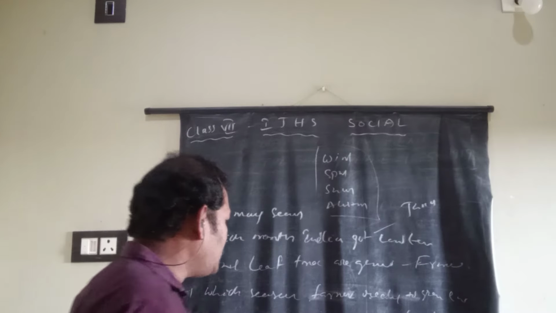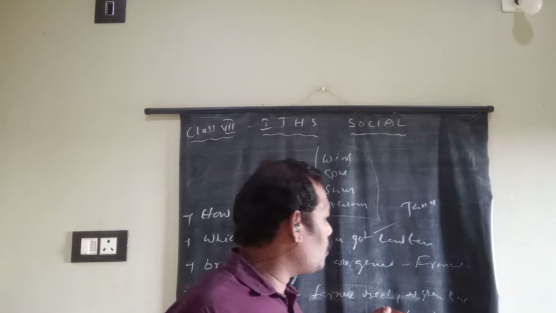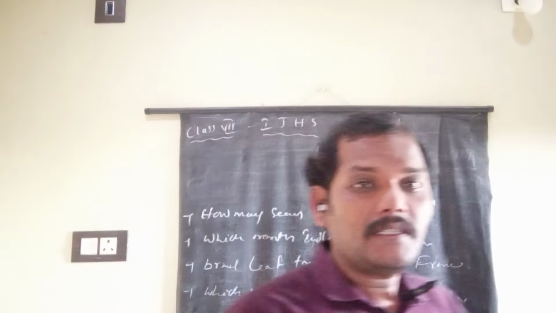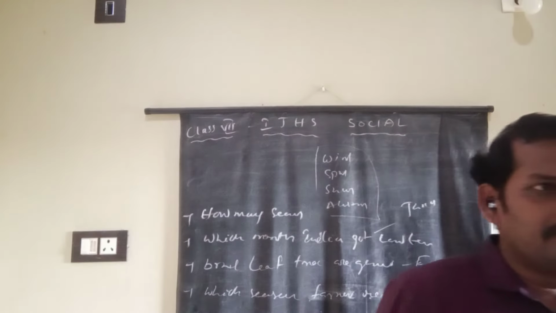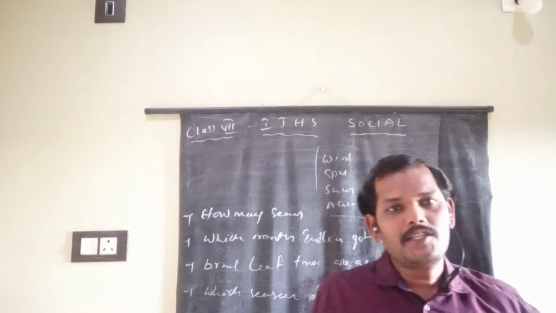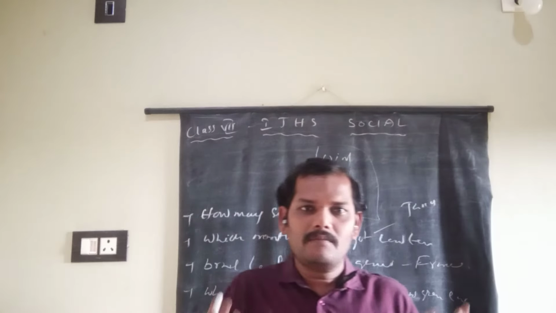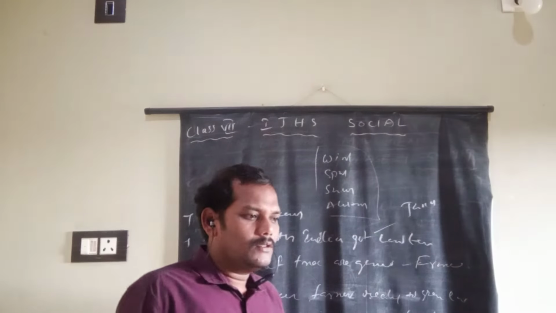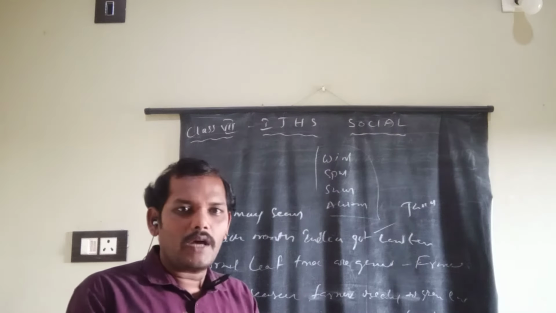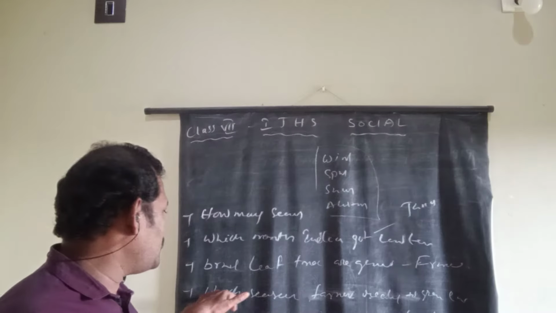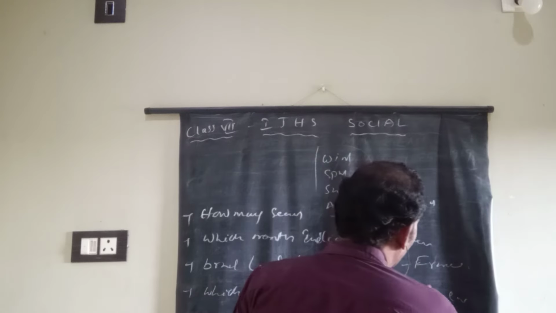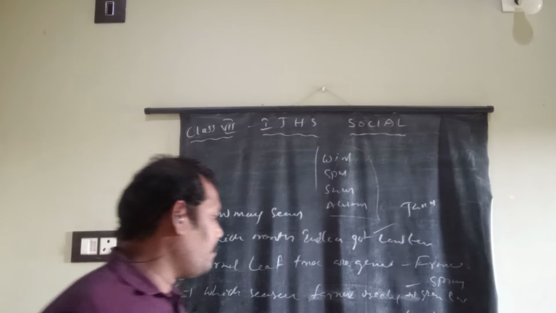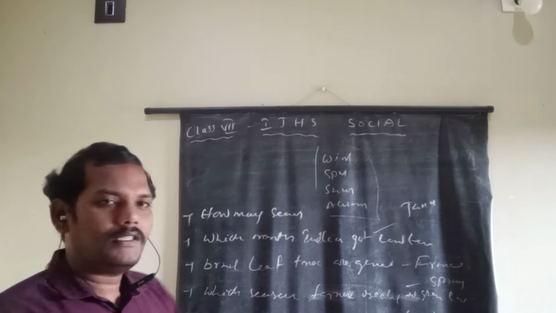Fourth one, in which season are the farmers ready to grow crops? Spring season. After winter, the temperatures gradually increase. Because of that, many rivers melt and flow on the land. So that helps to grow the crops. Okay, the fourth one is which season? Spring season.